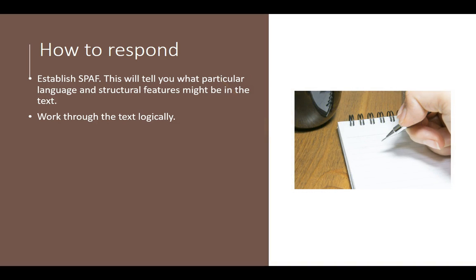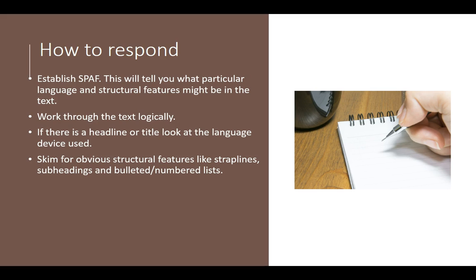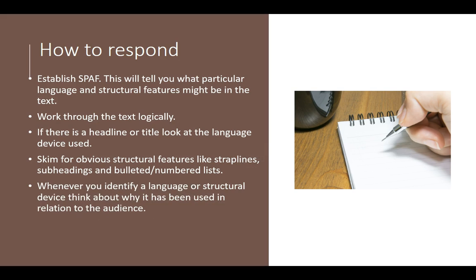Once you've done that, work your way through the text logically. If you're dealing with something that's got a headline or a title, start there. What kind of language device has been used to craft that headline or that title? How does that headline or title set the tone for the text that's to come? Then go through, look at the strapline. Skim for obvious structural features, things like straplines and subheadings and bulleted and numbered lists. Look at their relationship to the headline and the purpose and the form of the text.